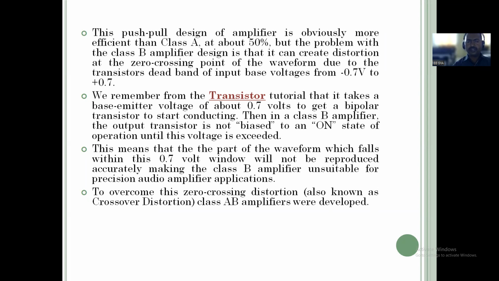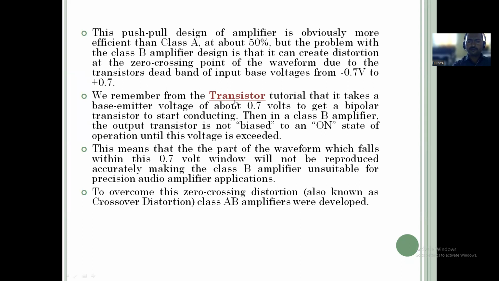And the one disadvantage I'm telling you: see, a dead band of input base voltage from minus 0.7 volt to plus 0.7 volt. What does that indicate? When we have to bias the transistor or the diode, it requires 0.7 volt or 0.3 volt for its working, right? So up to that voltage level, it should not be turned on, right? So during that period, whatever the output voltage, that is not coming. Why? Because during that period, there is no output from your transistor. So this is nothing but crossover distortion, right?